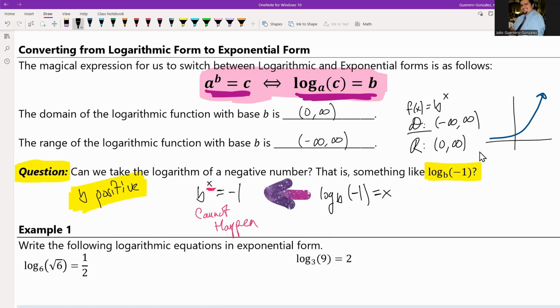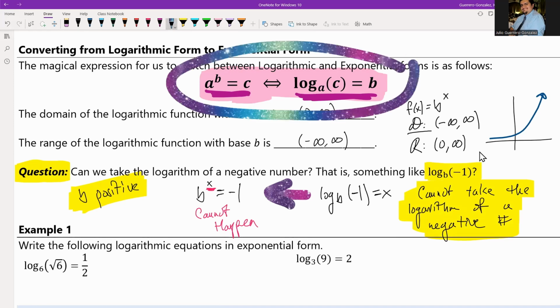This actually says we cannot take the logarithm of a negative number. We cannot take the logarithm of a negative number at all, ever. So this ends up being another thing that we cannot do in math, and this will be big once we start graphing stuff. But for now, what I want to do is get you guys to practice this thing, get you guys practicing our boomstick.